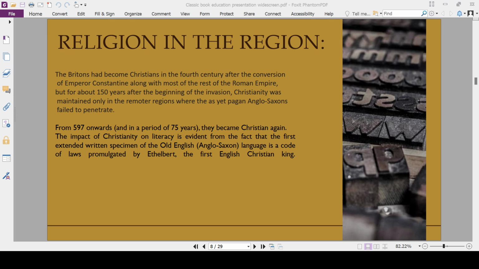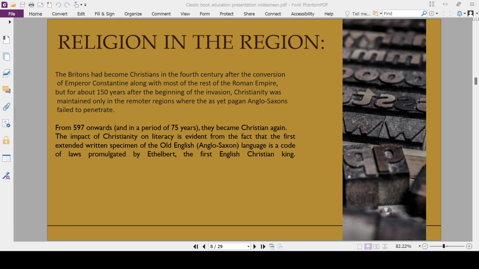However, following the Anglo-Saxon conquest in 450, Christianity experienced a decline for almost 150 years, and it only persisted in remote regions which were inaccessible to the Anglo-Saxons. So when the Germanic tribes invaded Britain, before that, they had embraced Christianity, but after the Anglo-Saxon invasion, Christianity was only practiced in the remote regions of Britain, which were not accessible to the Anglo-Saxons.